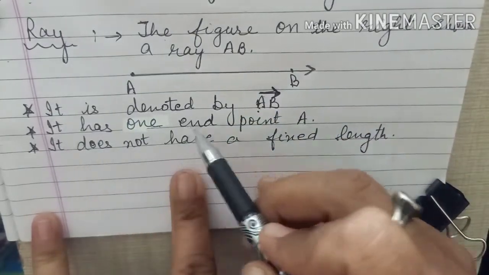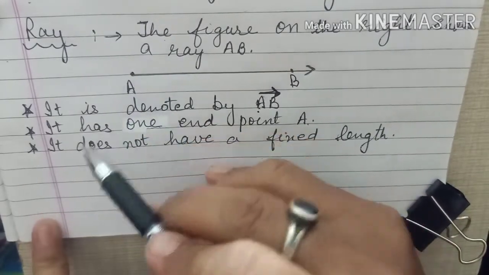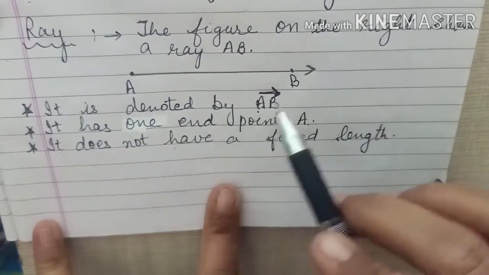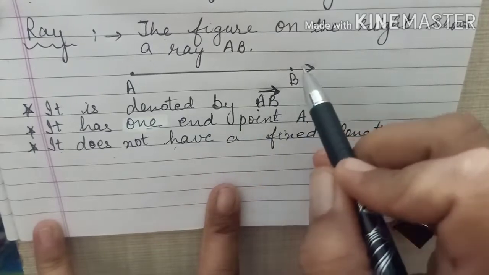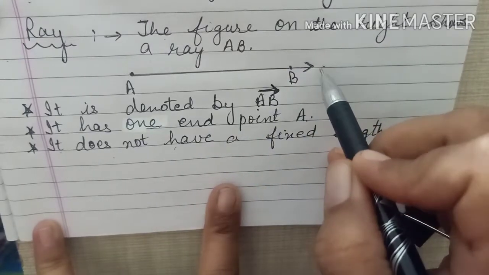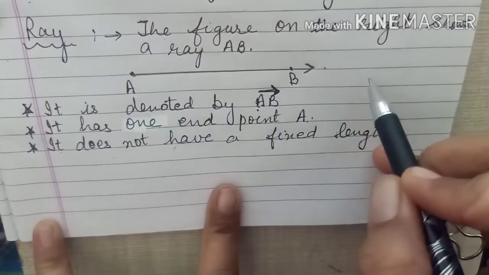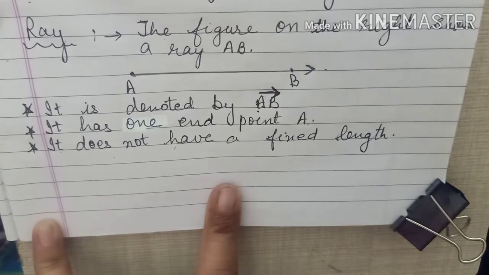It has one end point. Next, it does not have a fixed length. Why not? Because it extends to the other side. One is the end point, the other has no end point. So that's why we can say that a ray extends on one side and the other point has the fixed end.